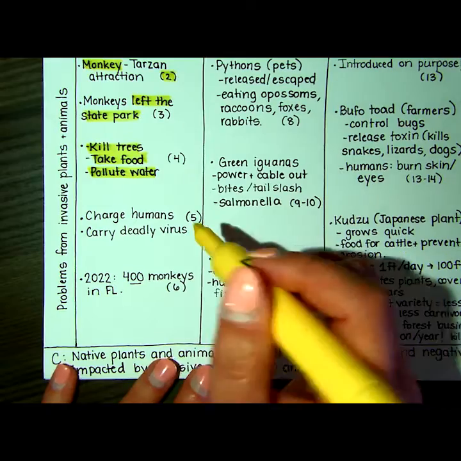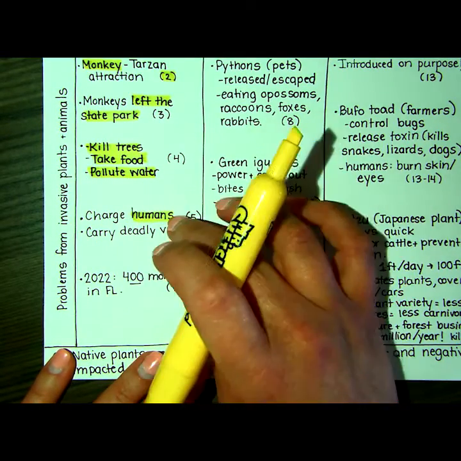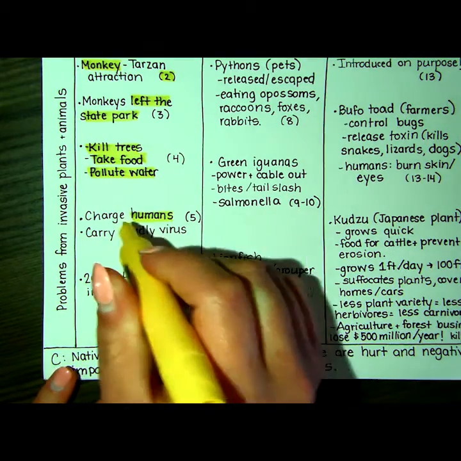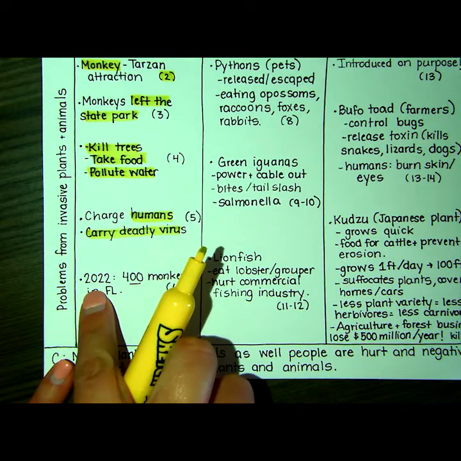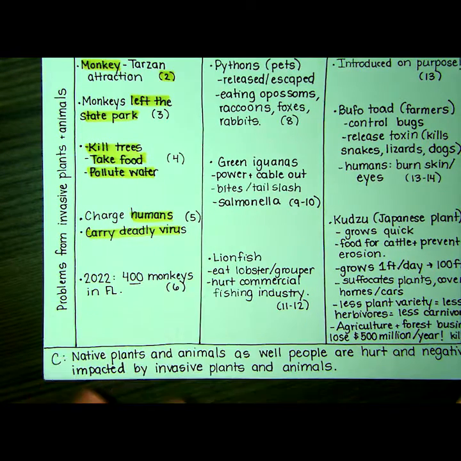Something else that was mentioned, they can charge humans, right? They can even attack, they may attack, it said sometimes that's pretty nasty, and they can carry deadly viruses. Scientists predicted that in 2022, there are going to be at least 400 of these monkeys now in Florida.